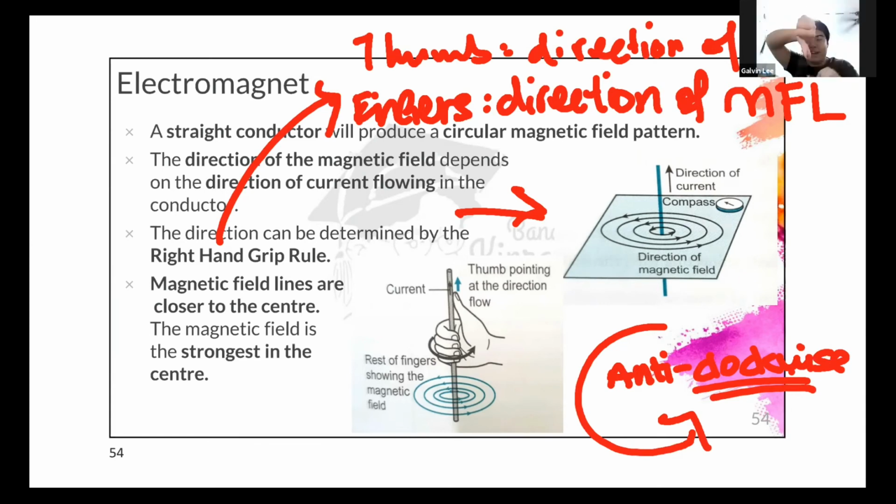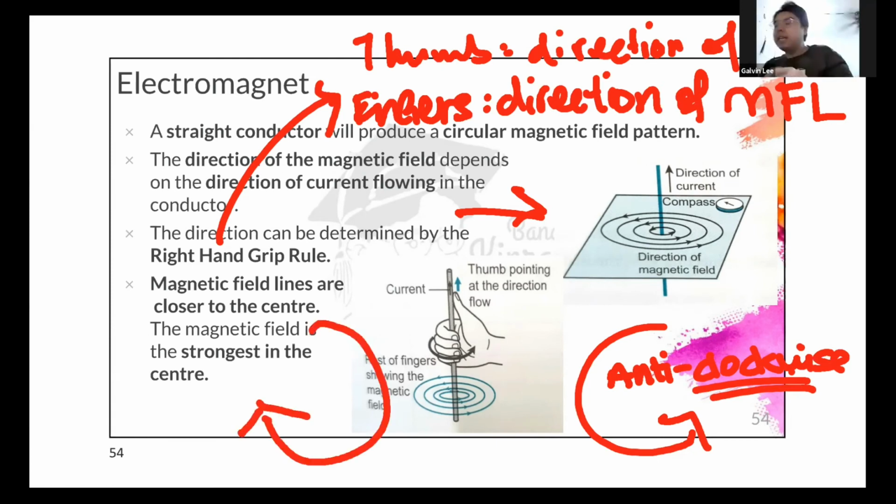You will hold it like this. Even if you need to, imagine like this. Your conductor is going down, you see? Now, when it's going down, what happened? You can see the four fingers are curling in the opposite direction. Look from the top. That's one thing you must remember. When you look from the top, the fingers are now curling in the opposite direction, which is in this direction.